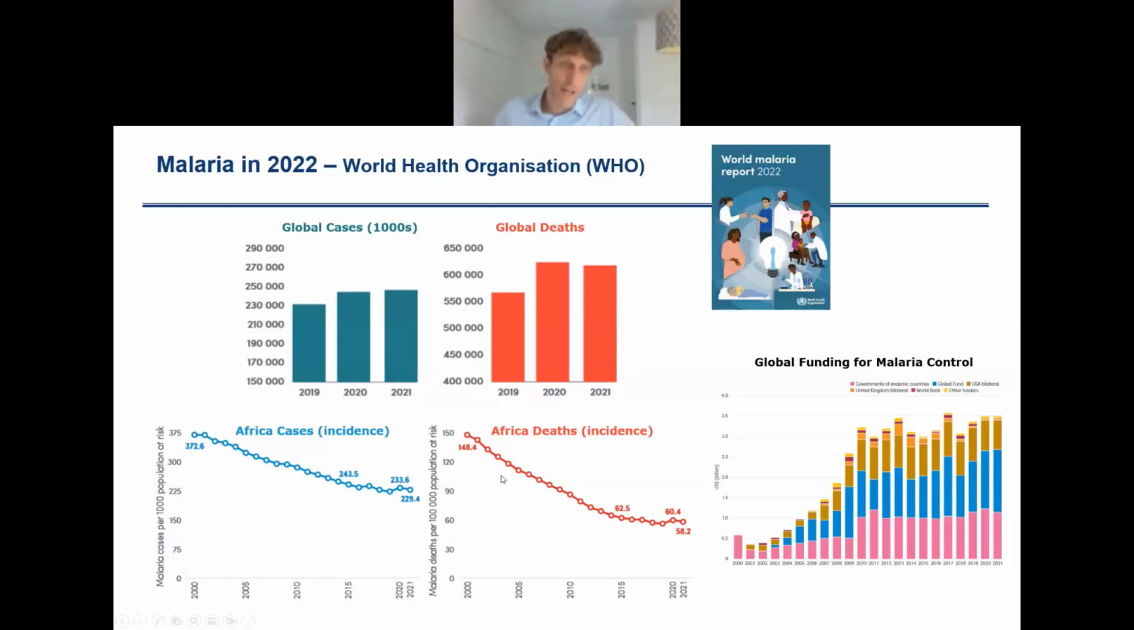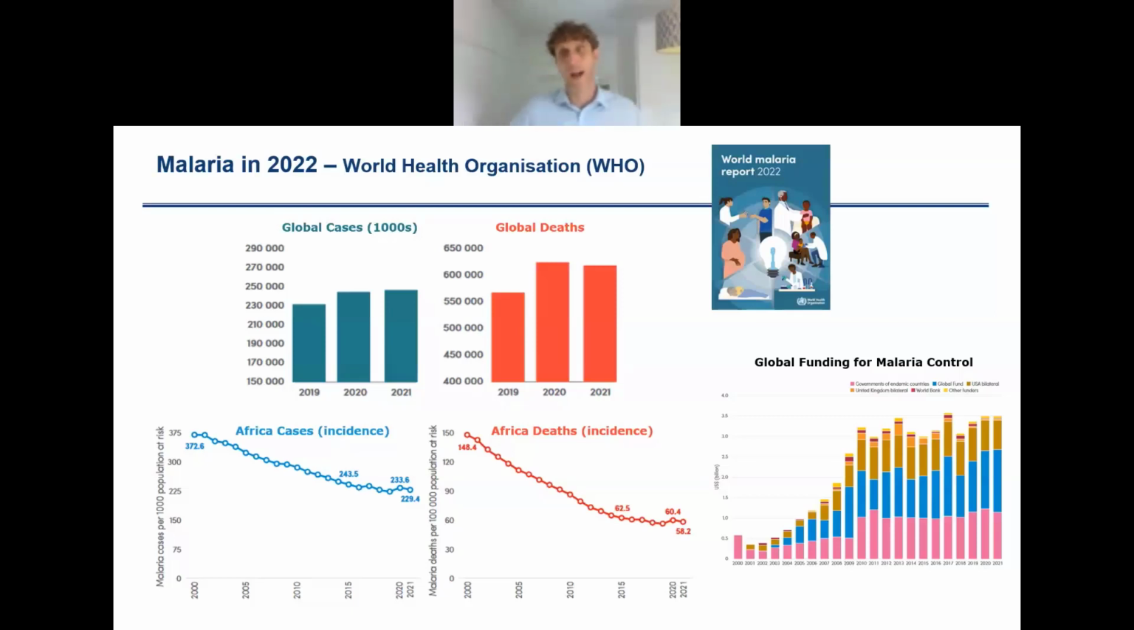But worryingly, over the last couple of years, these advances have plateaued. And certainly, according to the World Health Organization, there hasn't really been any sustained decline since 2019. And actually some potentially increase in the number of deaths from this report.